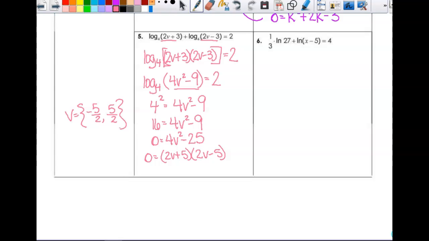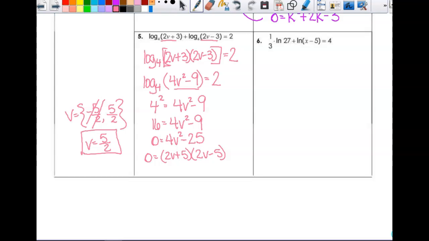So when I check these, I'm going to take this negative 5/2. When I put it in right here, negative 5/2 times 2 is a negative 5 plus 3, which gives me a negative number here. Is that okay? That's not okay, right? That means this one doesn't work. I still have to check the next one because it's possible that neither one of them works. So when I put this in here, that's a positive 5 plus 3, so that's fine. Put it in here, this would be a positive 5 minus 3, that's still okay. So my answer really is just 5/2. Okay, everybody okay with that?